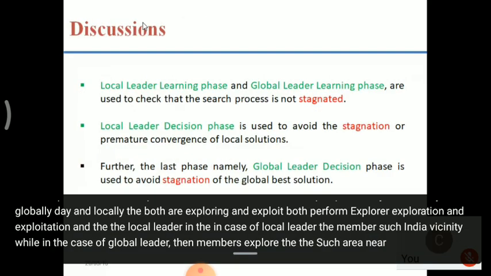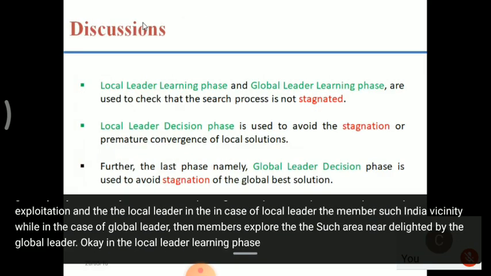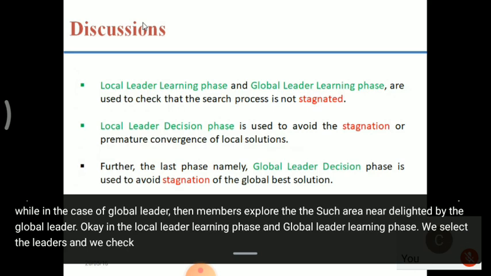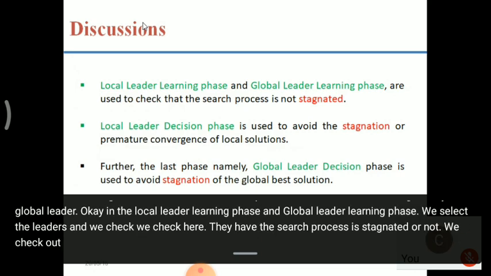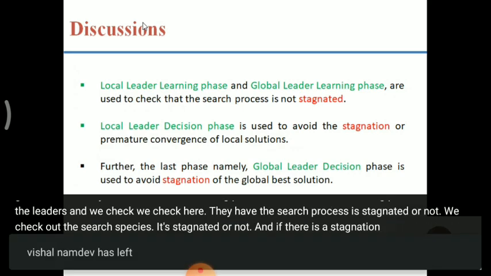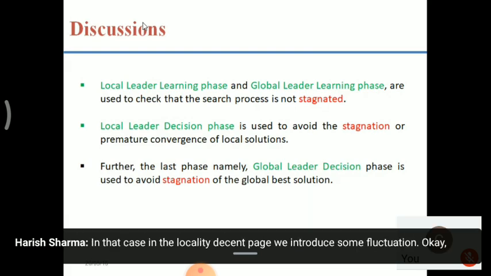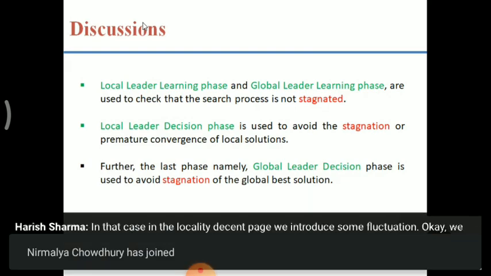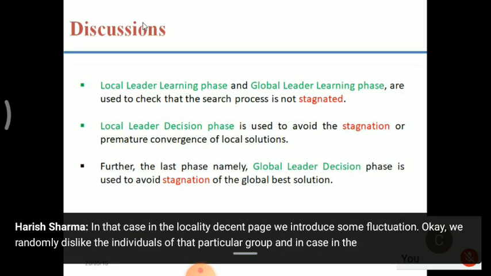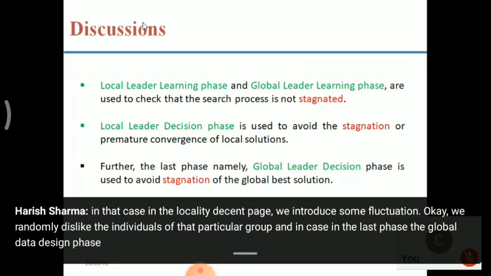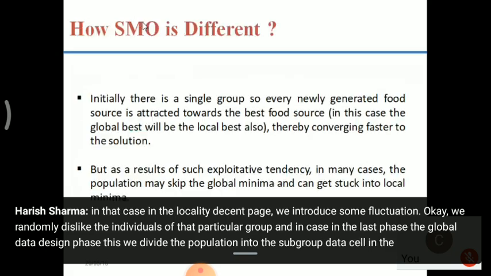In the local leader learning phase and global leader learning phase, we select the leaders and we check whether the search process is stagnated or not. If there is a stagnation, in the local leader decision phase, we introduce some fluctuation. We randomly initialize the individuals of that particular group. And in the last phase, the global leader decision phase, we divide the population into subgroups. That also helps in the exploration.